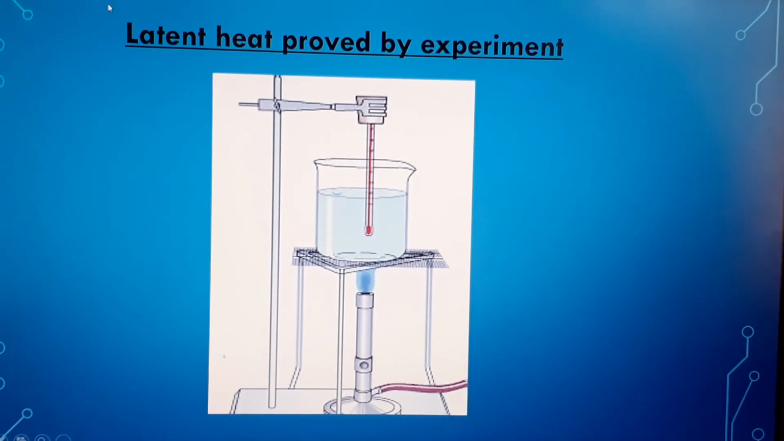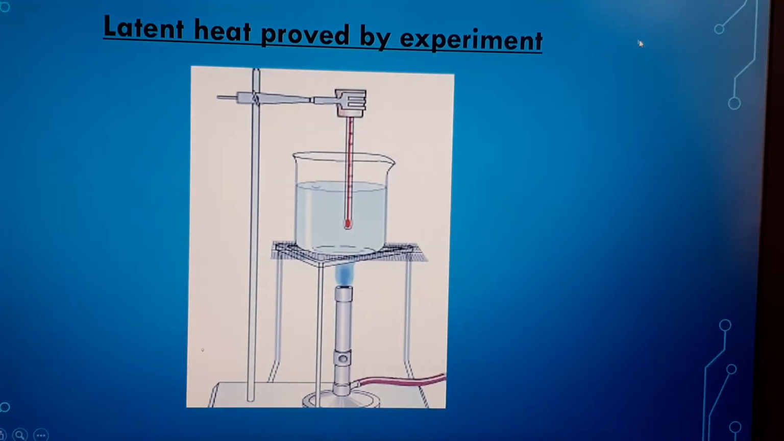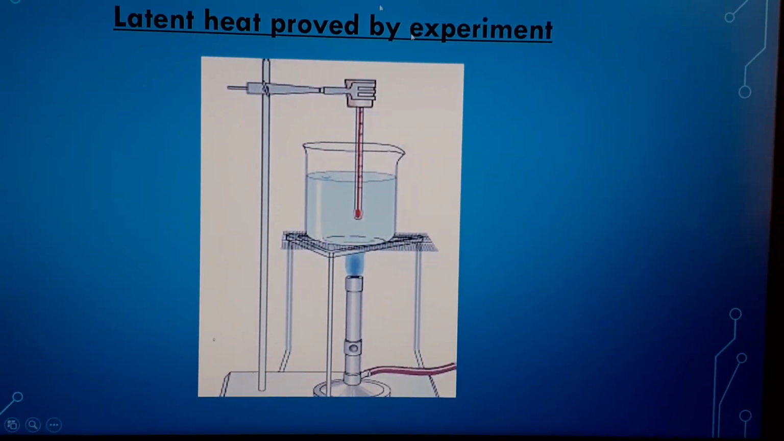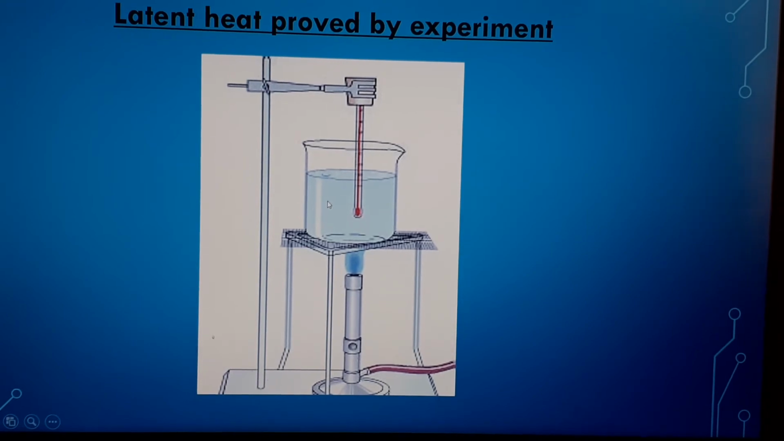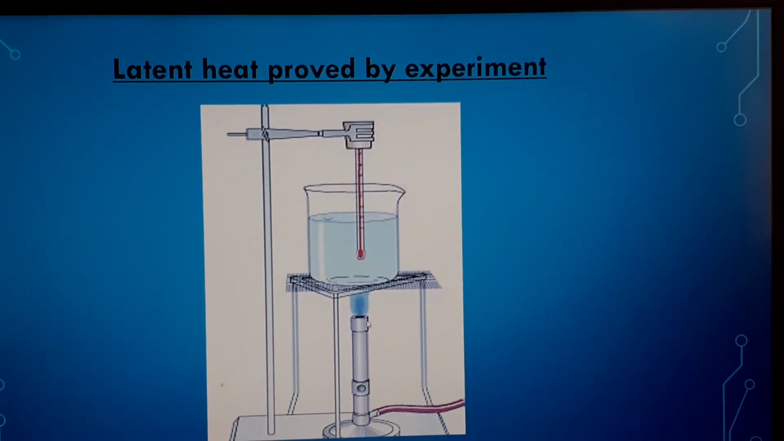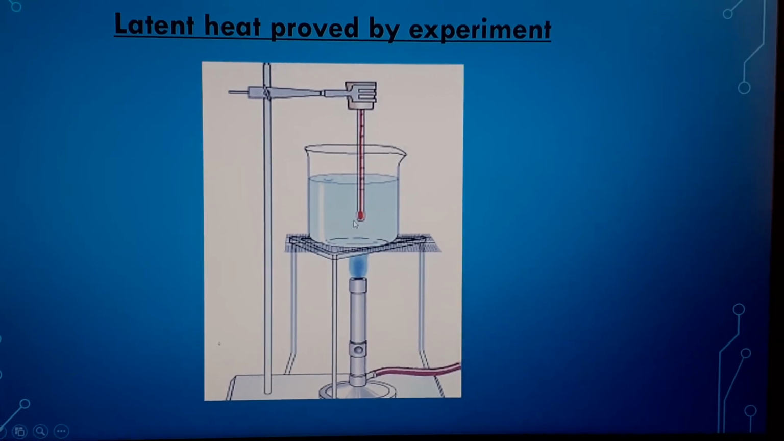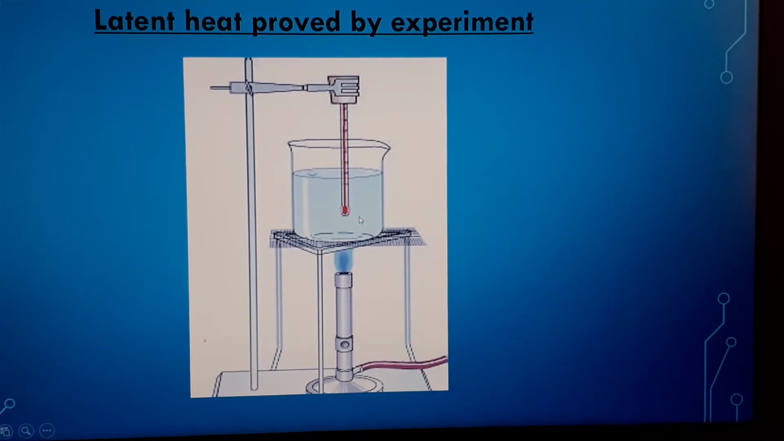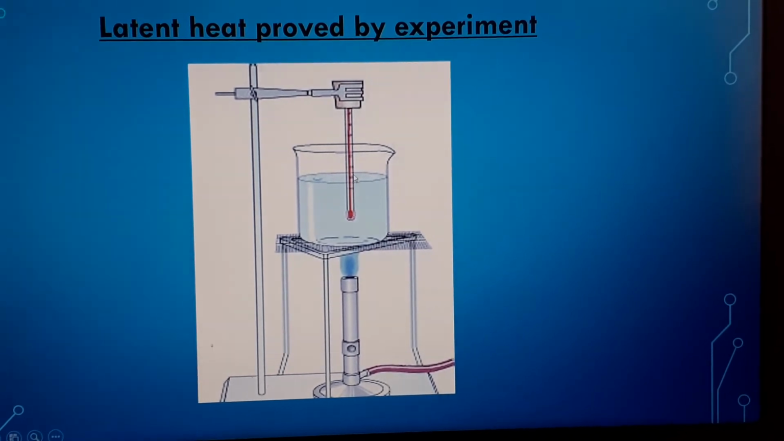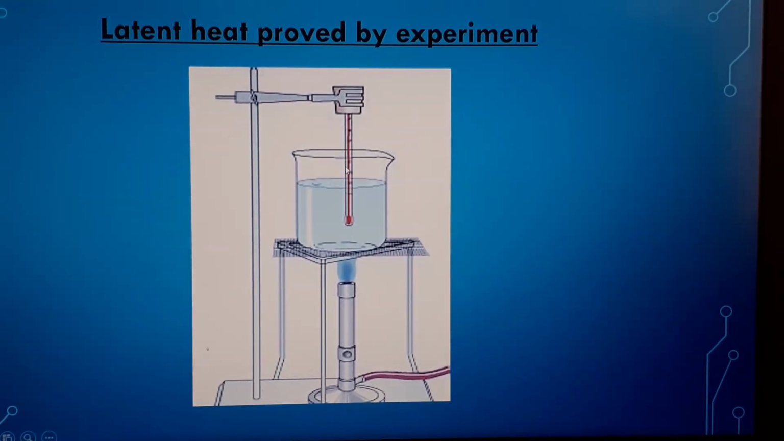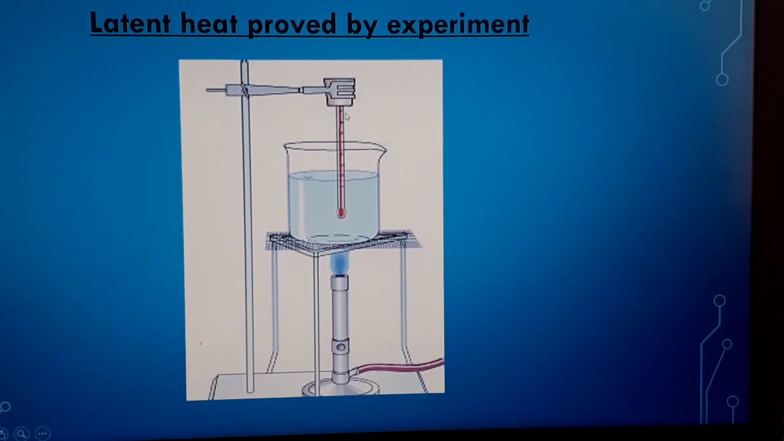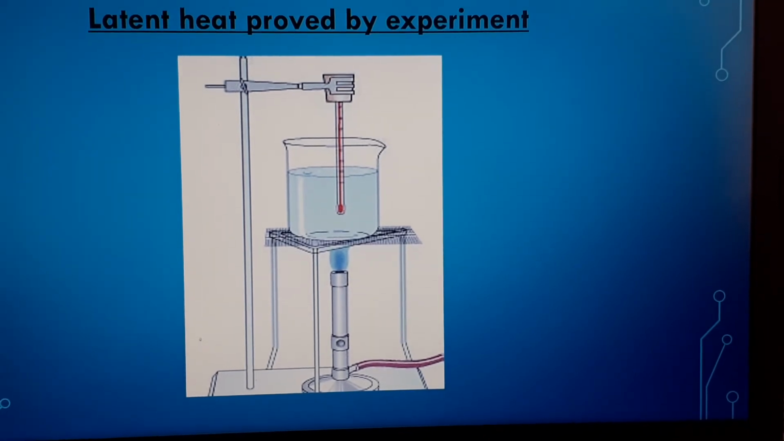See here in this experiment, there is a tripod stand, a gas burner, and a beaker with water. Now the gas flame is there, and because of that the water heats up. I am measuring the temperature from the beginning. First it shows 10 to 15 degrees Celsius. It goes on rising until it starts boiling, when the thermometer reads 100 degrees Celsius.